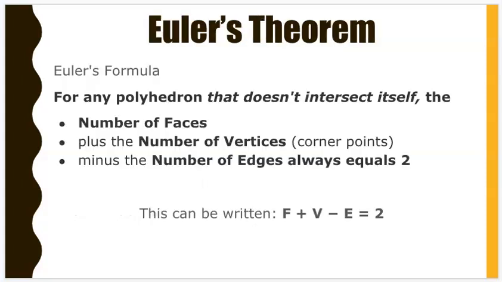So the rule you may have come up with is Euler's theorem. Euler's formula says that for any polyhedron that doesn't intersect itself, the number of faces plus the number of vertices minus the number of edges is always equal to 2.